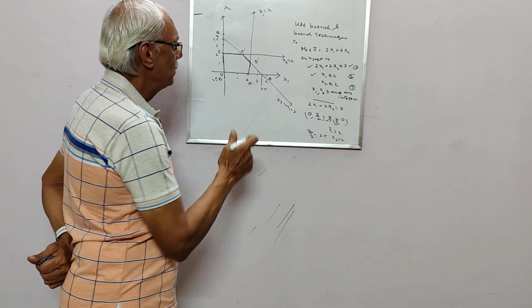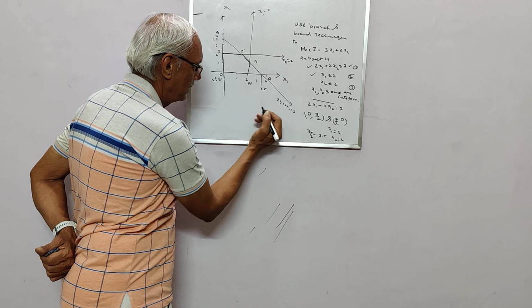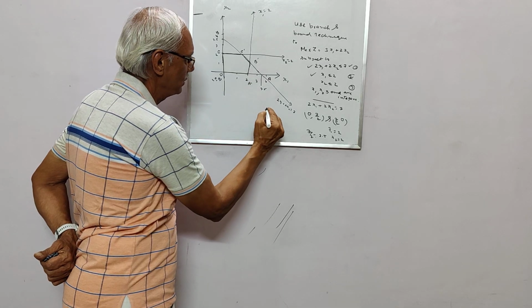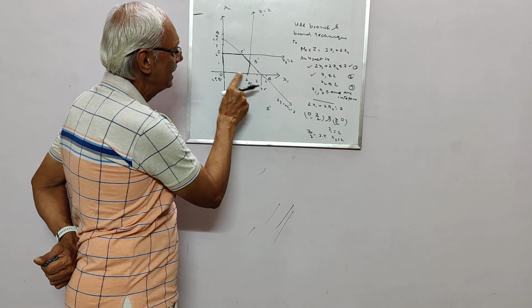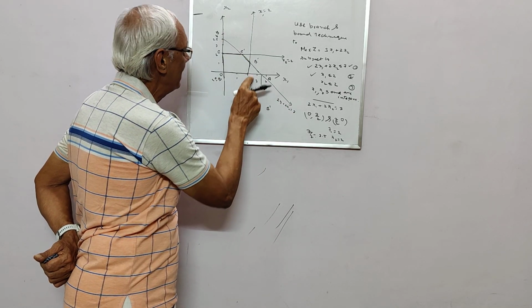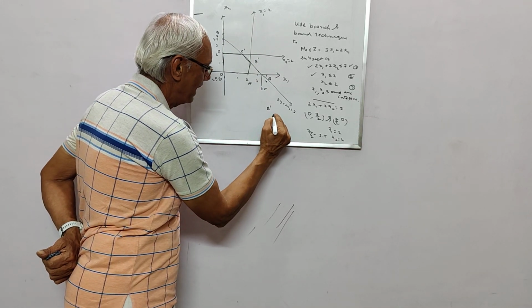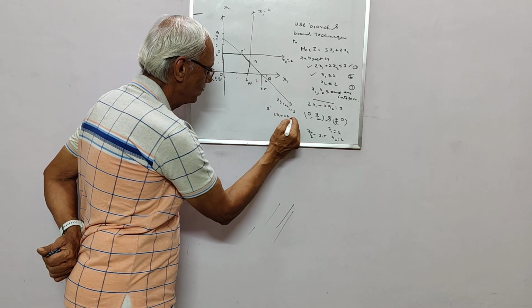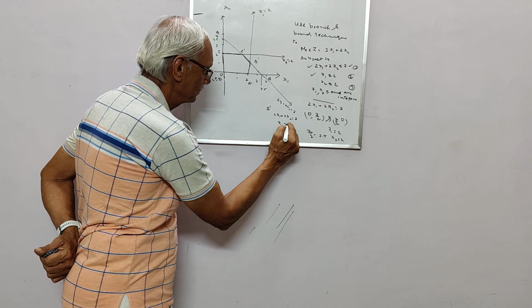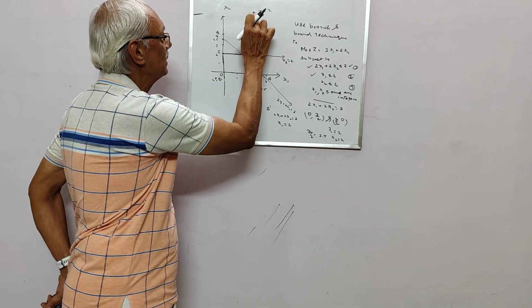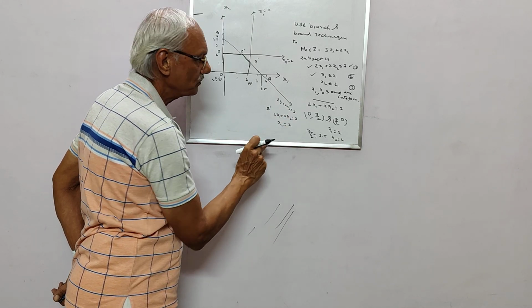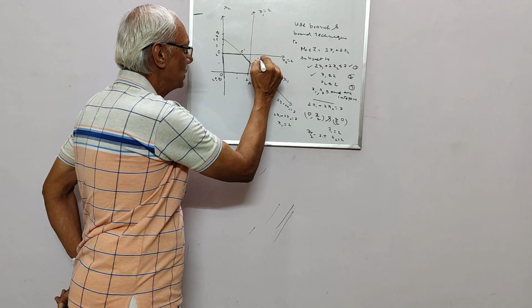Now you have to find, now what is your B'? Now this B' is the intersection of the line 2x1 plus 2x2 is equal to 7 and x1 is equal to 2. So you see that 2x1 plus 2x2 is equal to 7 and x1 is equal to 2, and this line is what? It is 2x1 plus 2x2 is equal to 7. So when you solve this, you will get B'.